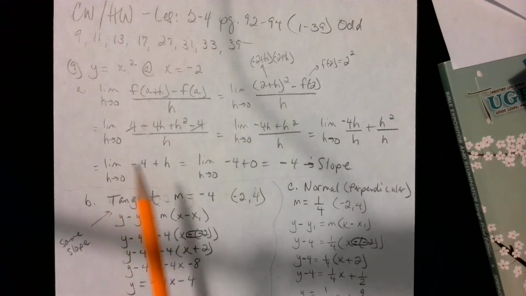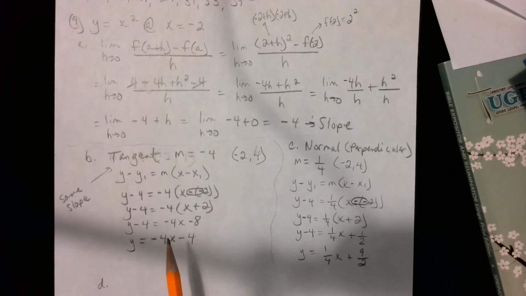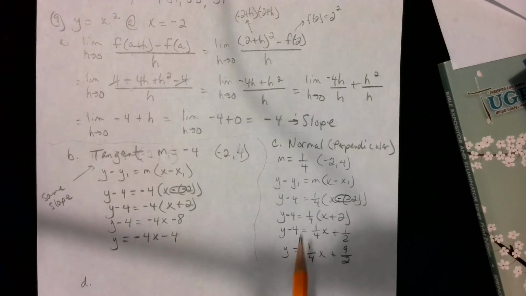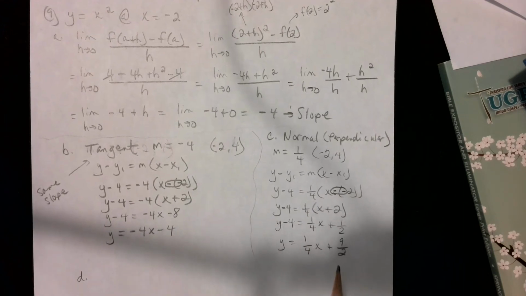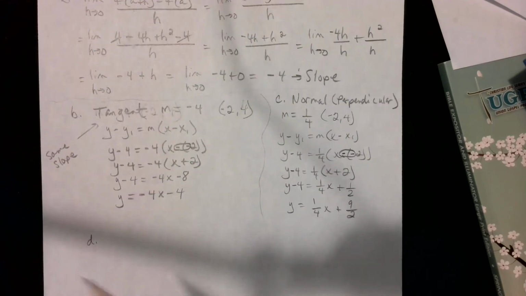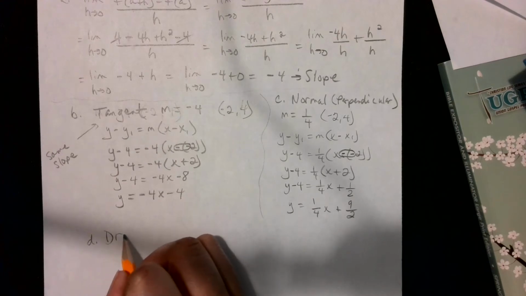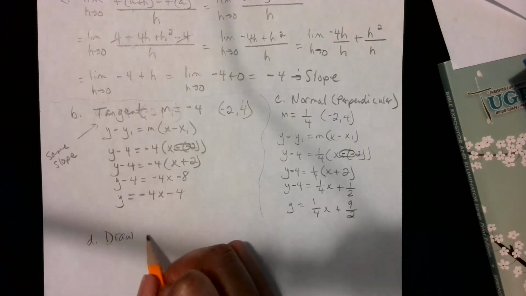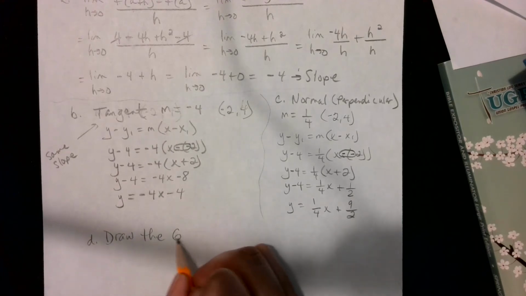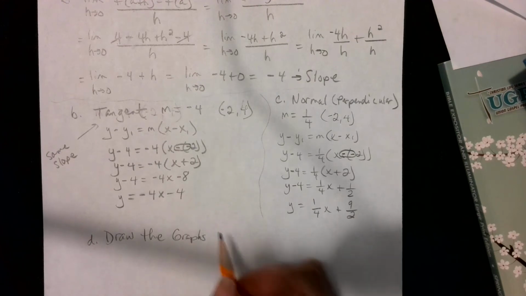Alright, so we started number 9. We did A, which was find the slope. We did B, which was find the tangent equation. And then we did C, which was find the normal equation. And D was to draw the graph in the same viewing window.